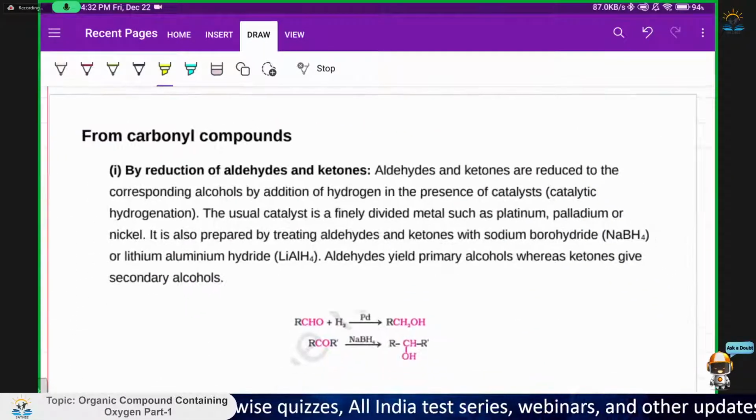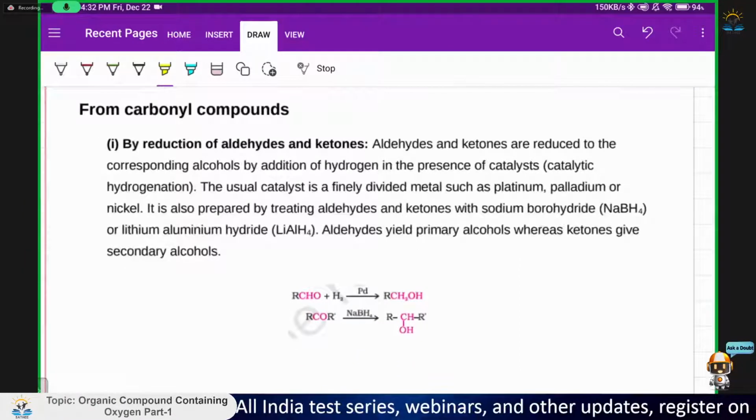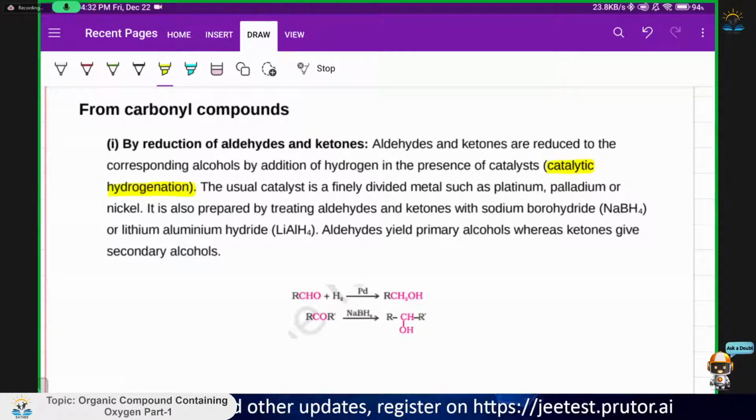Now, from carbonyl compounds by reduction of aldehydes and ketones. Aldehydes and ketones are reduced to the corresponding alcohols by addition of hydrogen in the presence of a catalyst. This is known as catalytic hydrogenation. The usual catalyst is a finely divided metal such as platinum, palladium, or nickel. It's also prepared by heating aldehydes and ketones with sodium borohydride or lithium aluminum hydride.